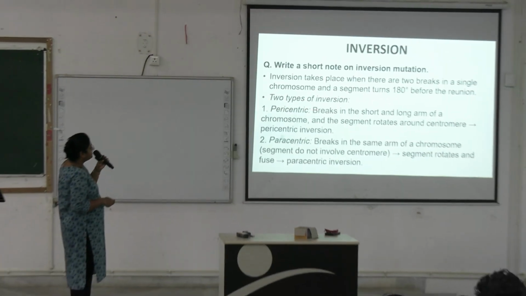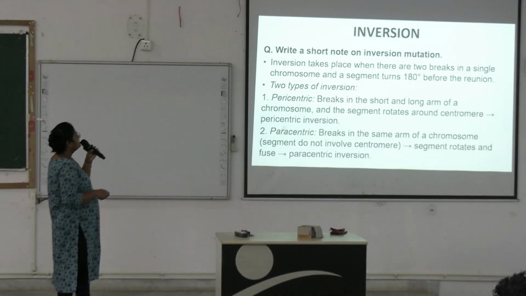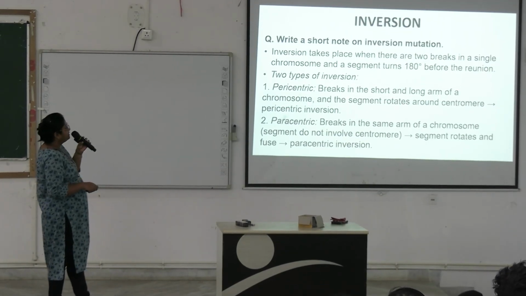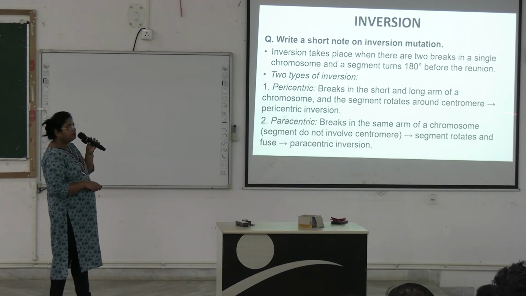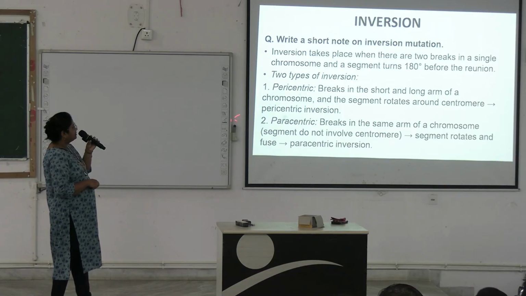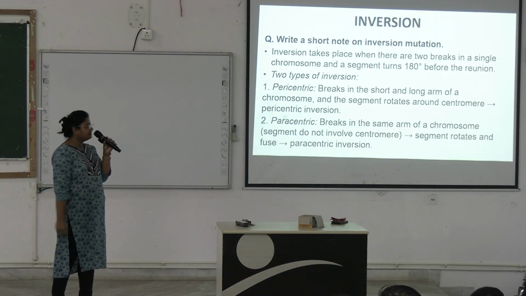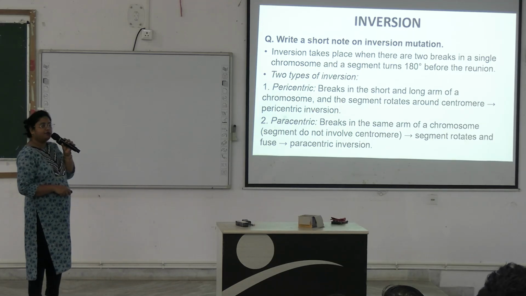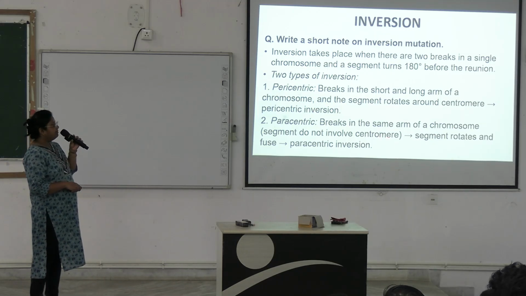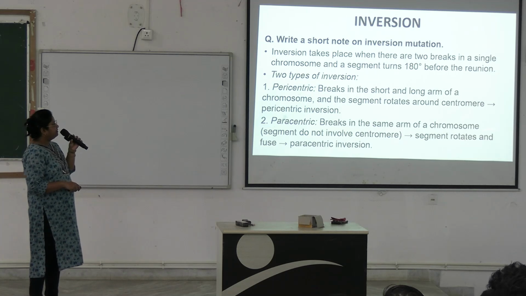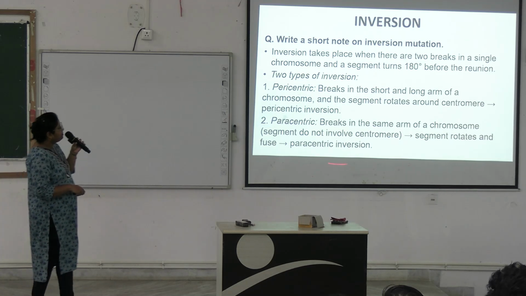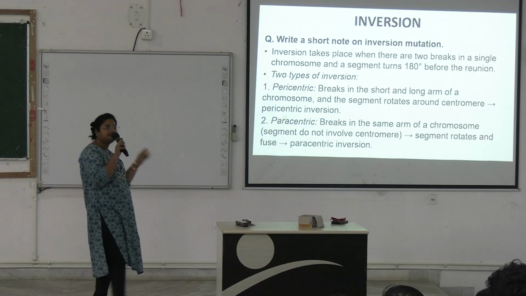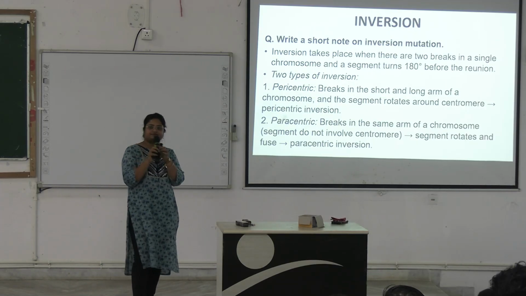So two types of inversions are there. Pericentric inversion: here breaks occur in the short arm and long arm of a chromosome, and the segment rotates around the centromere and rejoins, which leads to pericentric inversion. And in paracentric inversion, the break is in the same arm of a chromosome and the segment does not involve the centromere; the segment rotates and fuses and leads to paracentric inversion. Okay, so you have understood the process, pericentric and paracentric inversion.